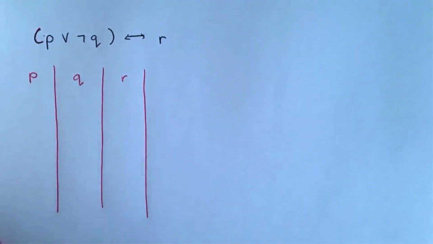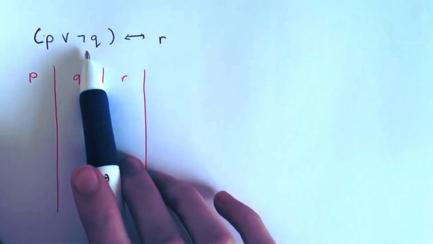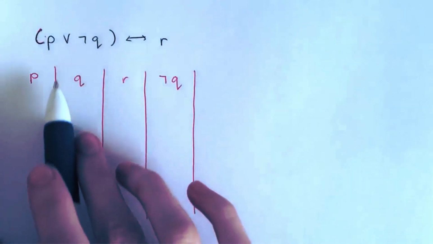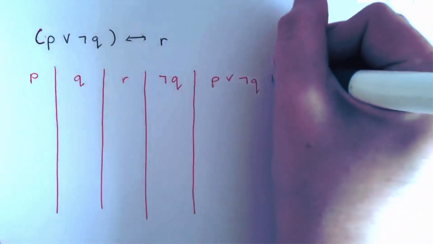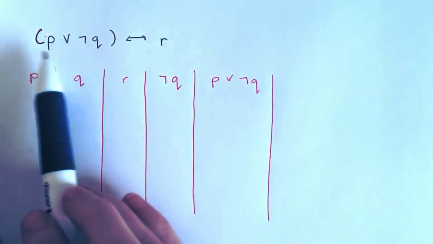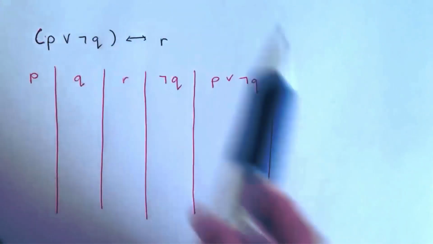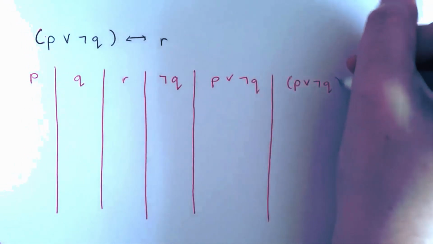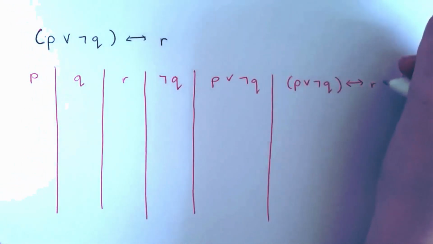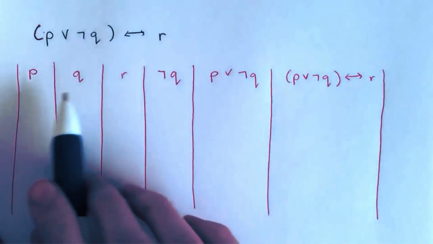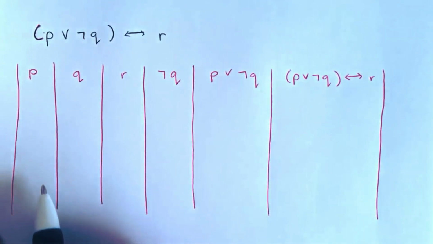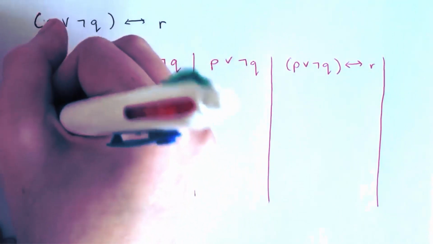And then we got three different letters, P, Q, and R. So what we want is a P column, a Q column, and in our R column, we have a look at other things, what other elements we have in this equation. We got a not Q, so that's a column that we want. So we've also got a P or not Q, so that's another column. And then we've got a P or not Q, and only if R. So the entire equation looks like the following.